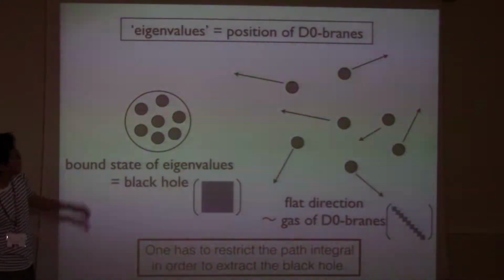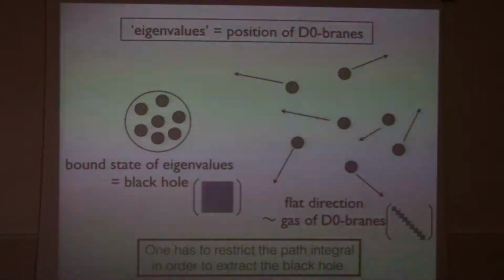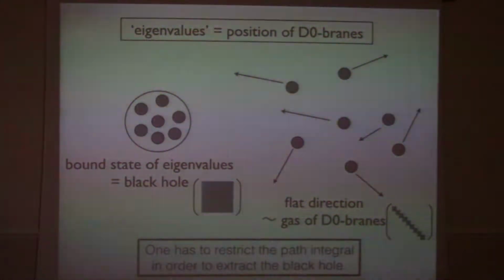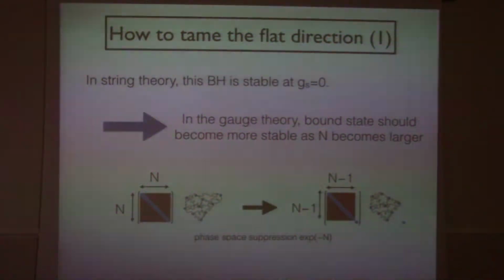Anyways, we can also have 2 black holes, 3 black holes, or all kinds of configurations. So it's good news because we can describe multi-body interaction in this theory. But if we want to do black hole dynamics, of course it gives us some technical challenge. We have to restrict the path integral in order to extract the black hole state we want to study. This is the flat direction problem. And then the question is how we can tame the flat direction.